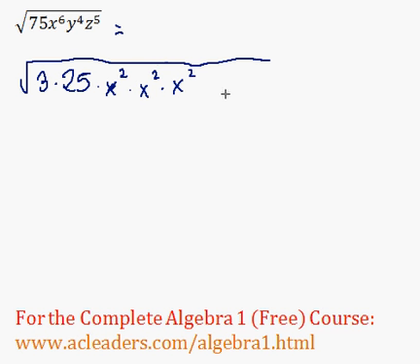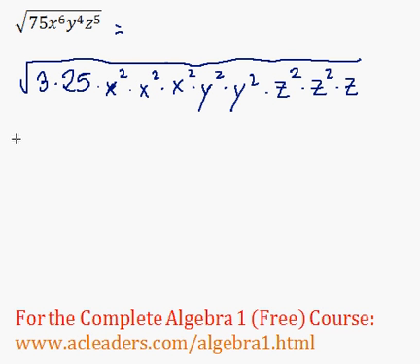Here we have y to the 4. Y to the 4 will break down into y squared times y squared. And finally we have z to the 5. And z to the 5 I'll break into z squared times z squared times z.